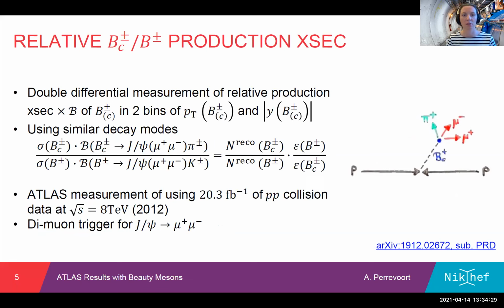The production cross-section is measured double differentially. Actually, we measure the product of the production cross-section times the branching fraction. We do this in two bins of the pT and the rapidity of the reconstructed B's. And in both cases, we use a very similar decay mode, that is B_c to J/psi pi or B to J/psi K. In essence, this measurement boils down to counting how many B or B_c candidates we have reconstructed, and this then gets corrected for the acceptance and efficiencies for triggering, reconstruction and selection. Our data set is a 20 inverse femtobarn data set collected at 8 TeV.